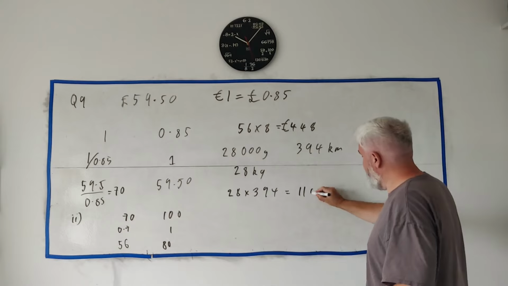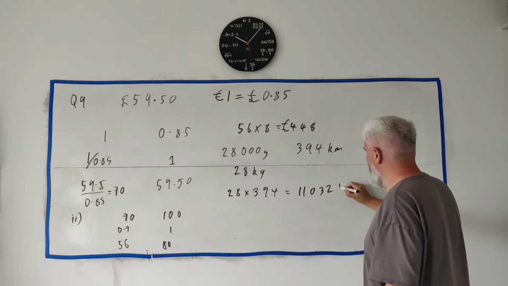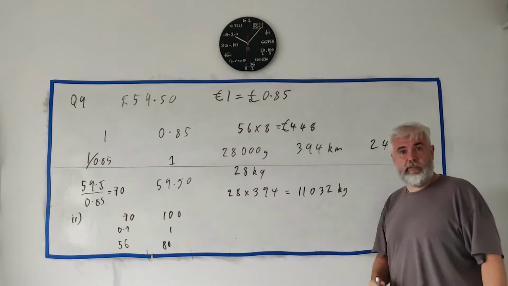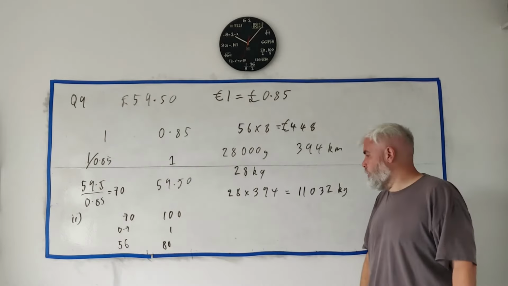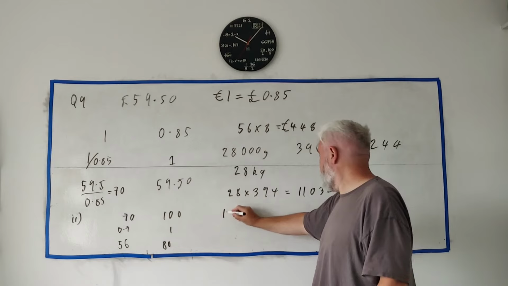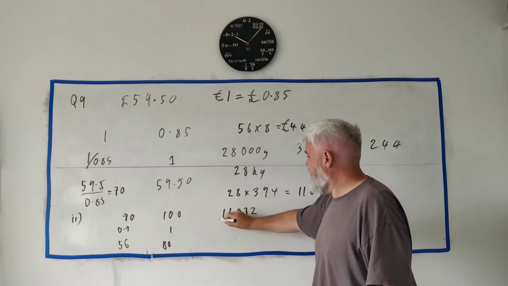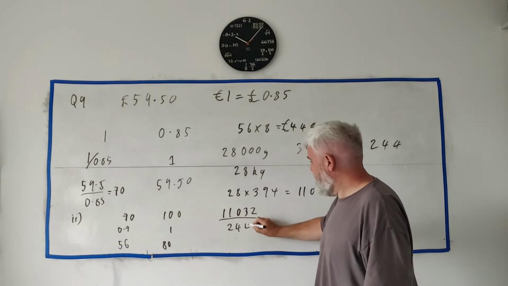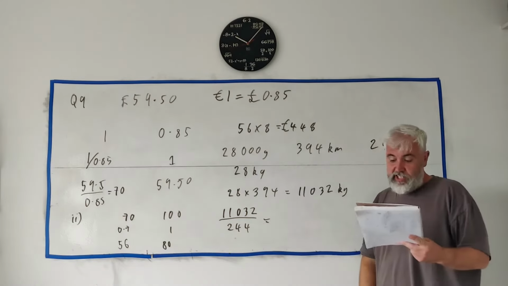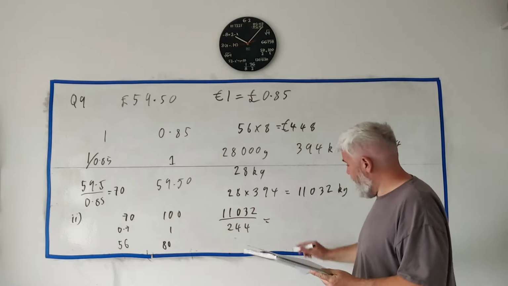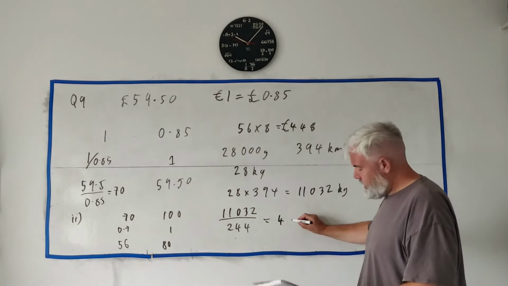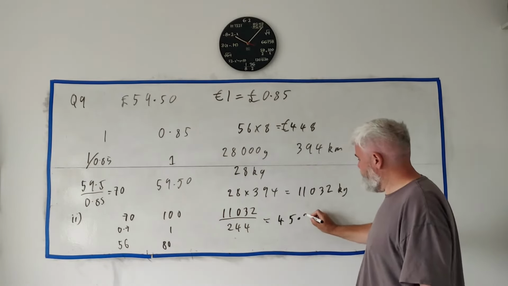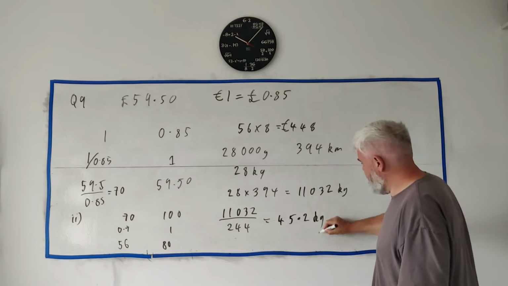This is 11,032 kilograms of carbon for this entire flight. But there are 244 passengers. So let's get this number and divide it by everybody. That way we'll find out how much each individual has. To the nearest one decimal place, 45.2. That's a lot. That's kilos, remember.